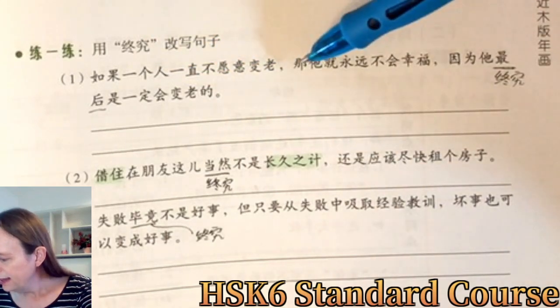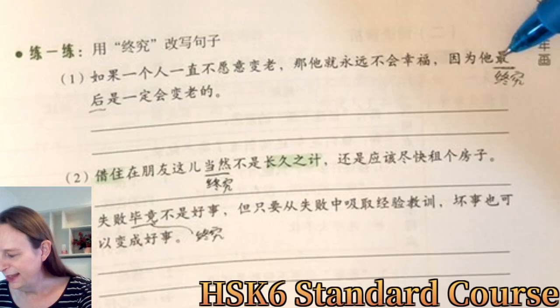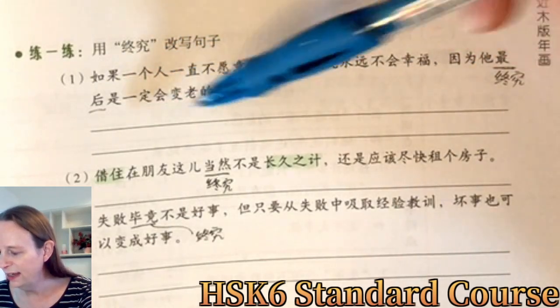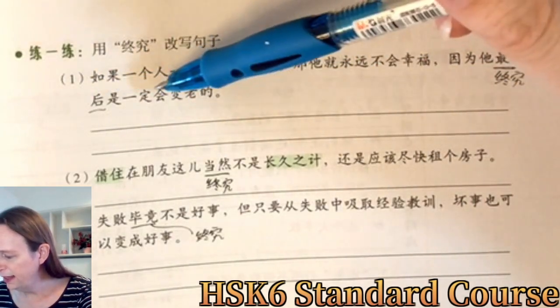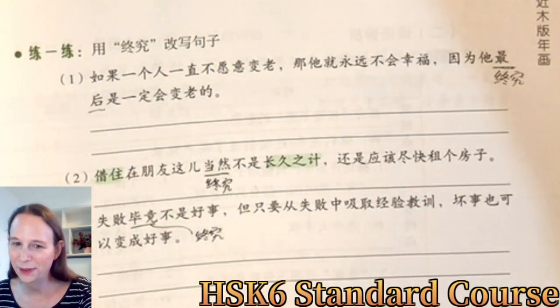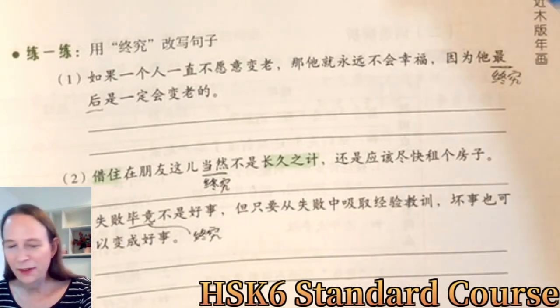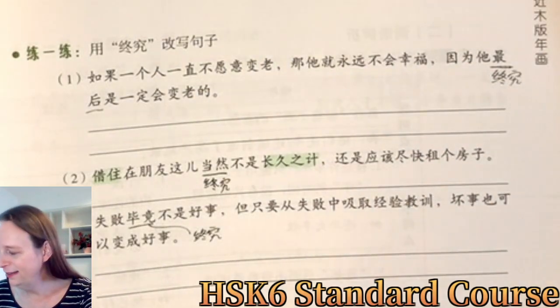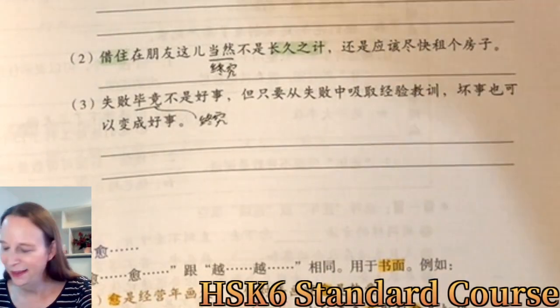如果一个人一直不愿意变老,那他就永远不会幸福,因为他最后一定, what? 他最后是一定会变老的. Yeah. 最后, you just changed the 终究. I'm not a big fan of using the 是的 here. Anyway, let's continue. I don't think there's much to learn from there.